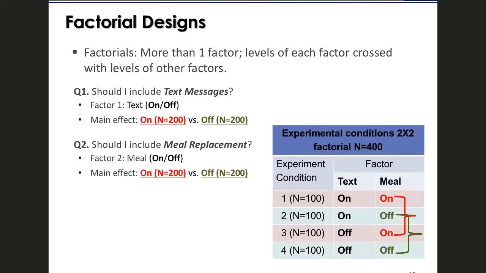Okay, so here the main effect of text messages can be estimated by pooling outcome information across all the conditions in which people got text messages and comparing it to the pooled outcome information across all the conditions in which people did not. You see that? It's like a one-on-one comparison. Half of my sample, 200 people versus 200 people. Do you see that? Yes?